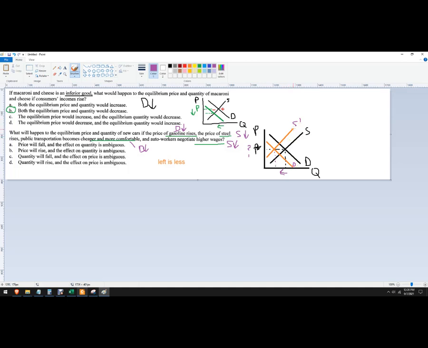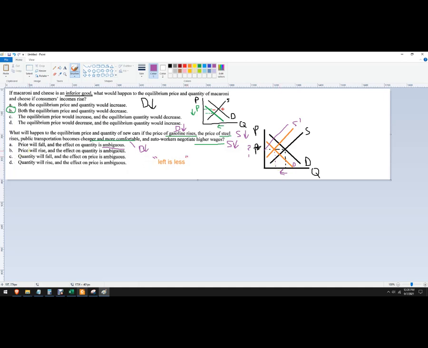If the supply effect is bigger, it's going to push the price up because there'll be some sort of new equilibrium right here. If the demand decrease is bigger, then it'll be a downward pressure on the price. But we don't actually know that. This particular question is using the word ambiguous. They could also use the word indeterminate. It's another term that we see quite a bit. So we don't know about price. We do know that quantity is going to fall.